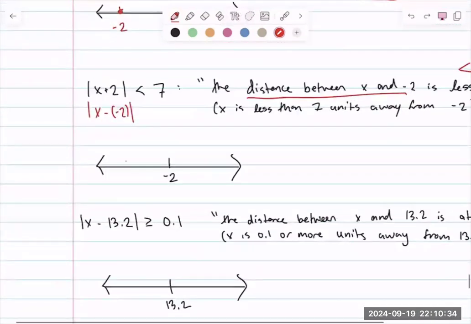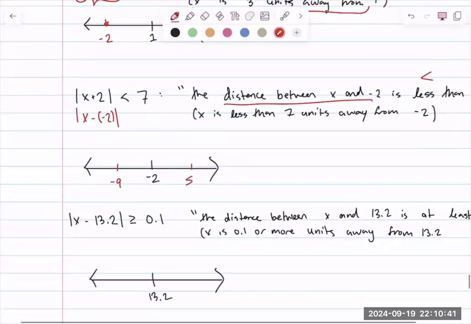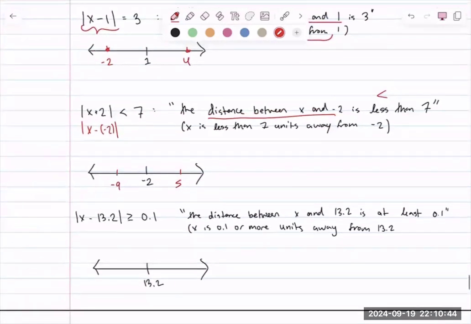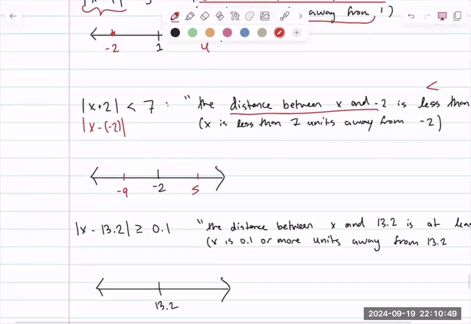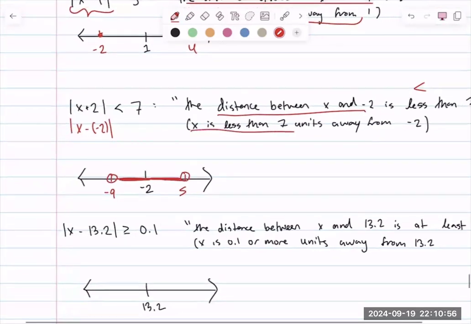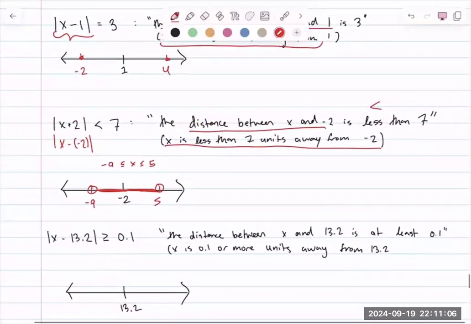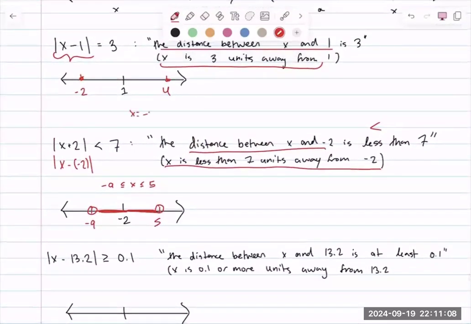What does that mean? Well, let's put some points here. So negative 9 is 7 units away from negative 2. And also 5 is 7 units away from negative 2. And if the distance between x and negative 2 is less than 7, well, then I know it can't be negative 9 or 5, right? So I'm going to put holes there. But it can be any of these values in between, right? x is less than 7 units away from negative 2. So x is between negative 9 and 5. And this one, x equals negative 2 or 4.